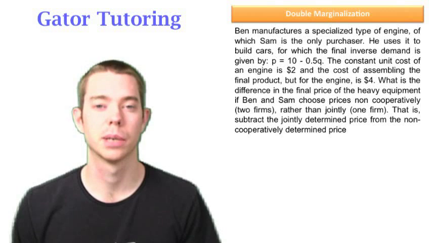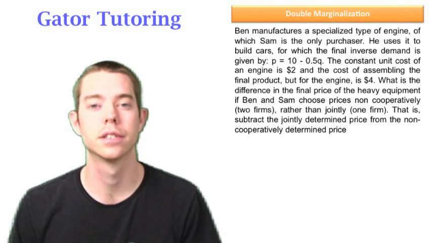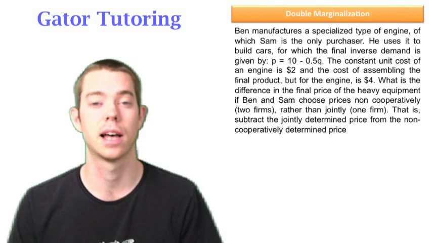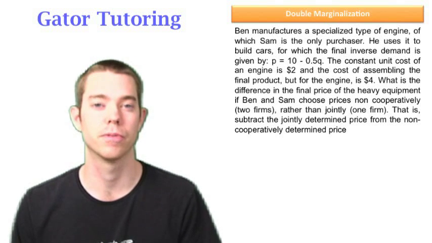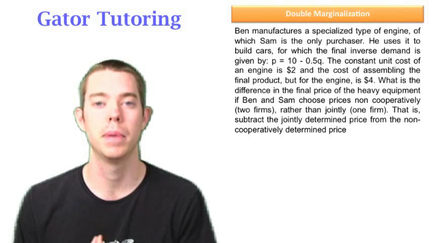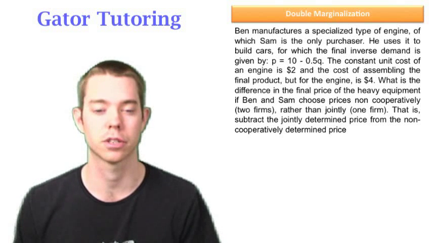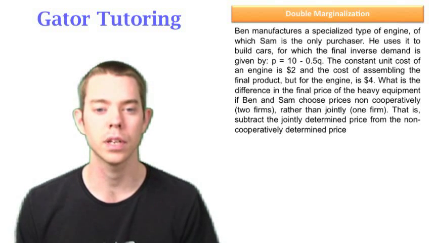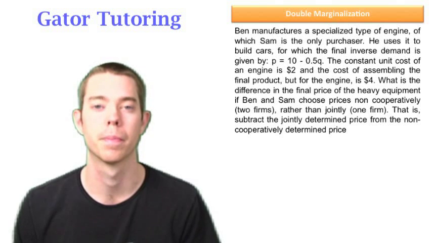So this question is called double marginalization, and the story is there's two firms. One firm is an upstream firm, and it's selling engines to a downstream firm, which then takes the engines, makes a car, and sells cars to the final customer. And it tells us the inverse demand from the final customer is P equals 10 minus 0.5Q. And it gives us the marginal cost of each firm.